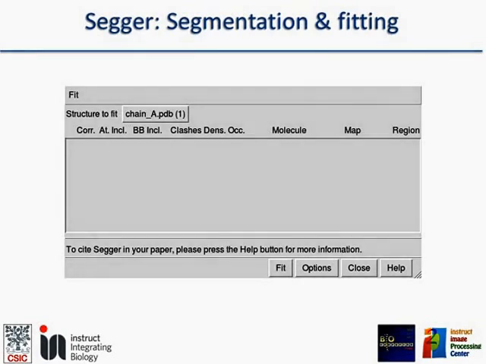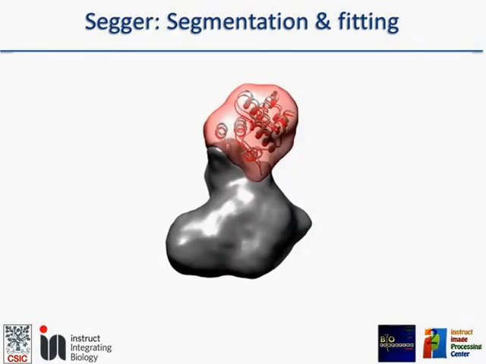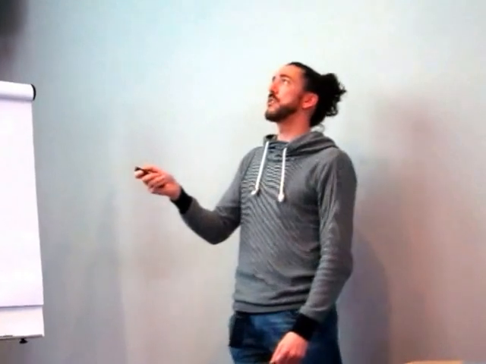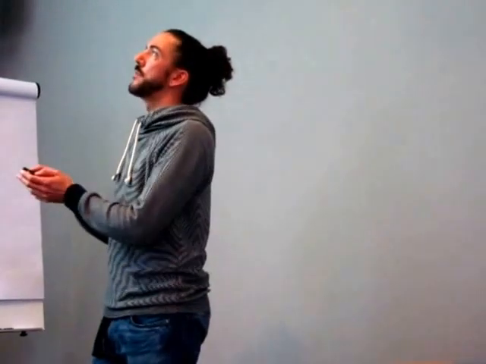And okay, we will talk about the options, but with the fit button, I will perform the method, and in that case, we also get a very nice result. Here we have in red color the result of the fitting, and in gray the native structure. So it was quite close to the native structure. So what options do we have here?